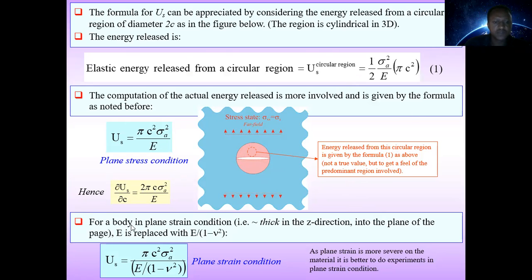For the body in plane strain condition, with thickness in the z direction into the plane of the page, E is replaced with E over 1 minus mu square. So Us, the strain energy, is equal to pi c square sigma A square over E times 1 minus mu square. That is the plane strain condition. As plane strain is more severe on the material, it is better to experiment in the plane strain condition.